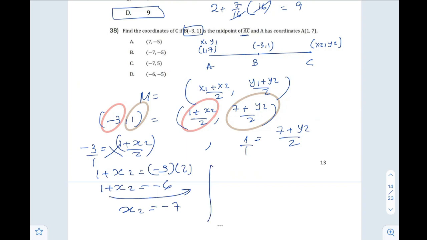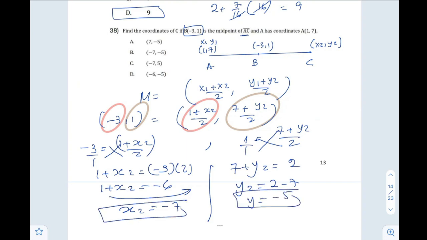And here, 7 plus y2 is 2. So y2 is 2 minus 7, which is negative 5. Which one matches with these options? Negative 7 and negative 5. X first of course, which is this one.